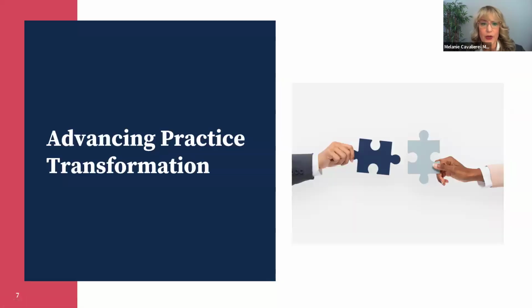So I want to provide a brief overview of MHCC practice transformation initiatives that are designed to support the Maryland model goals that Jean mentioned by readying practices to participate in value-based care models. Population health management is a key part of those models.